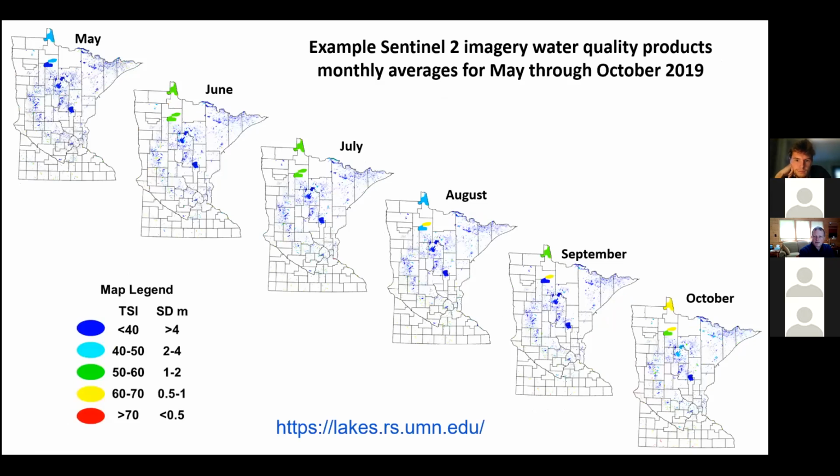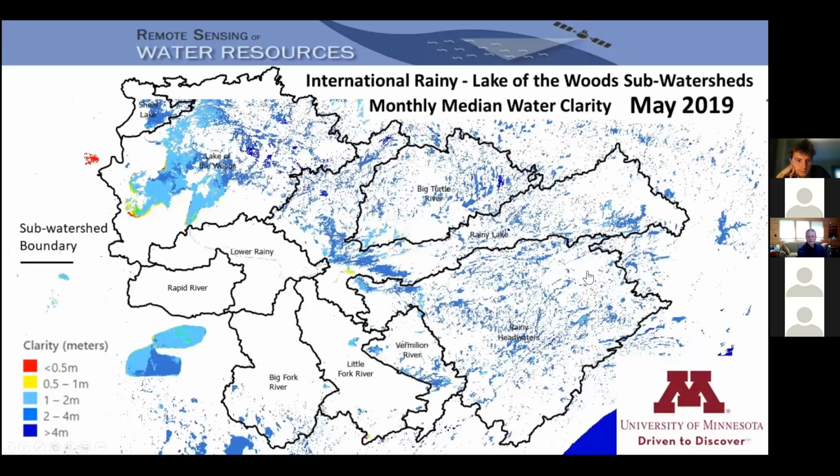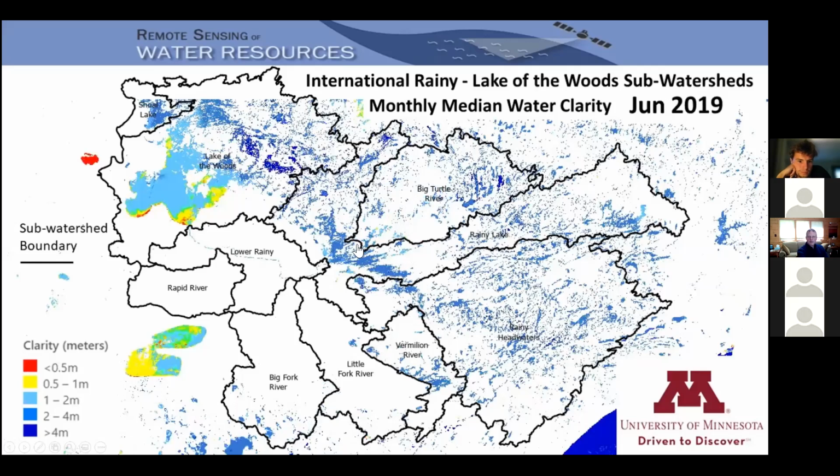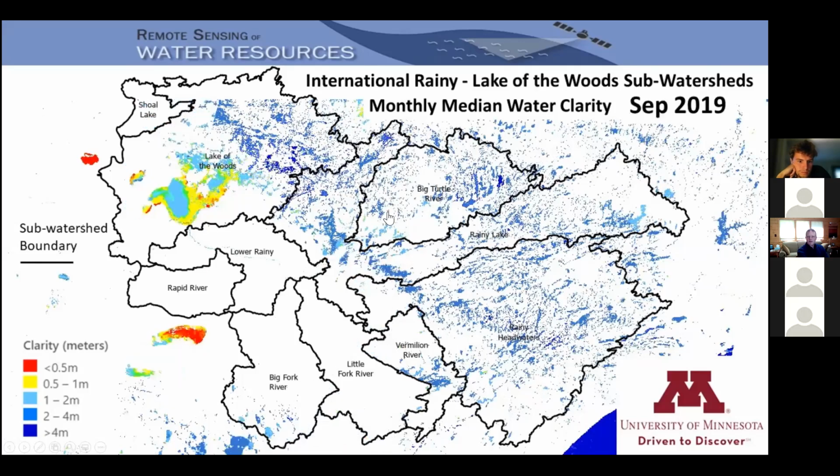So we can make our pixel level, lake level maps. We have chlorophyll, clarity, and CDOM available. And I'll just show you some examples here. This is the Lake of the Woods Rainy watershed. So this is just 2019. We have this one little red dot that shows up right here. I'm just going to show you that.